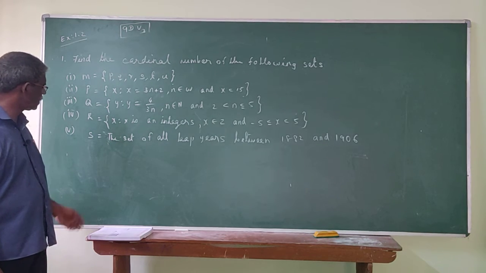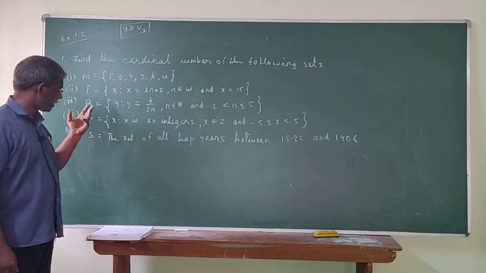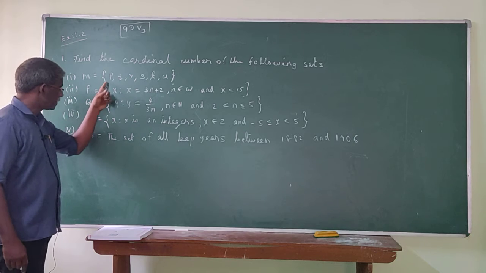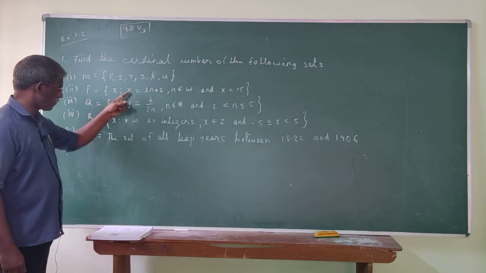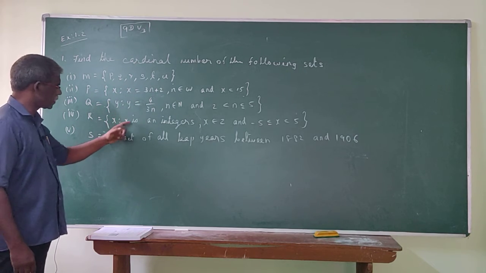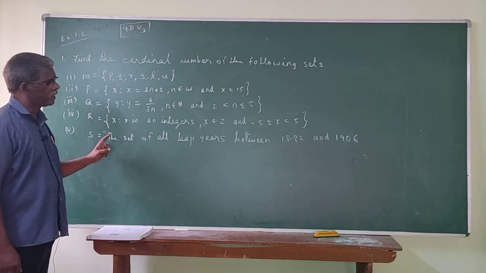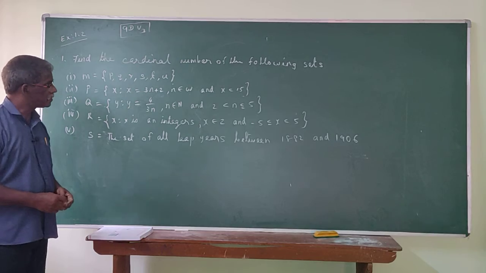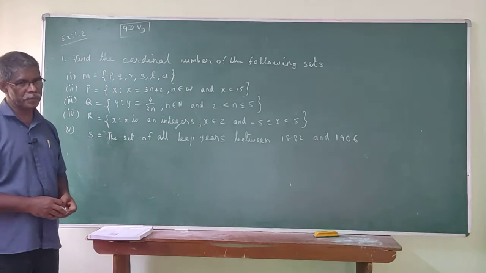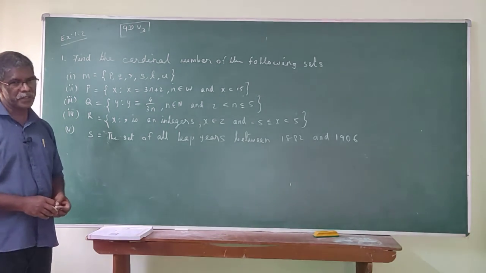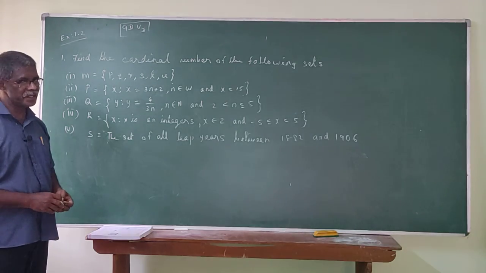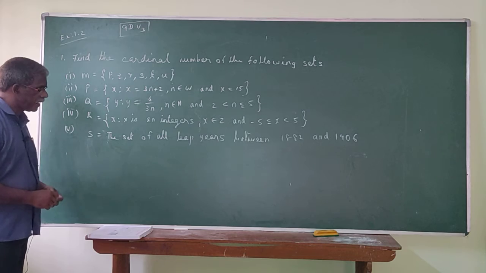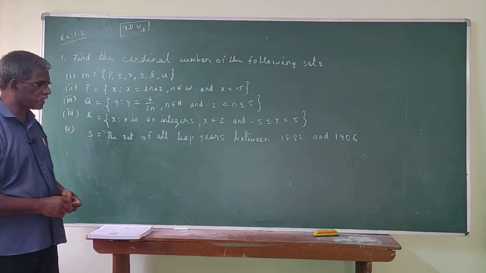So here you should know about the methods. This is roster form, this is ruler form, this is also ruler form, this is also ruler form, this is descriptive form. Here they are asking you to find the cardinal number. What is the meaning of cardinal number? We have to find the number of elements in each set. I will explain one by one, so listen carefully.